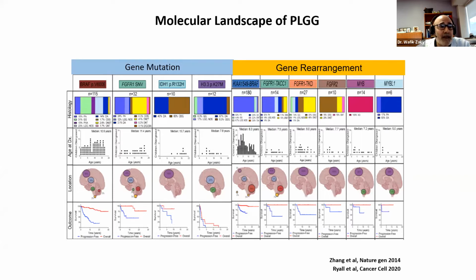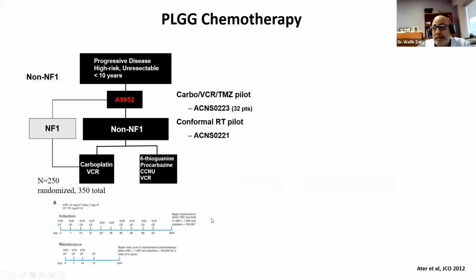Typically, the ones with the fusion have far better outcomes compared to the ones with the mutation. As you can see here, all of them have very good overall survival compared to the ones with the BRAF mutation or the histone mutation. So traditionally, the oncologists in this webinar are familiar with the standard of care for low-grade glioma in children.